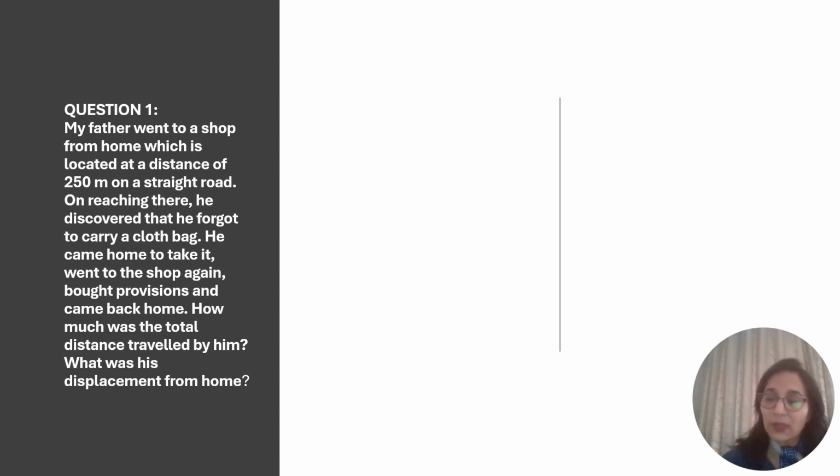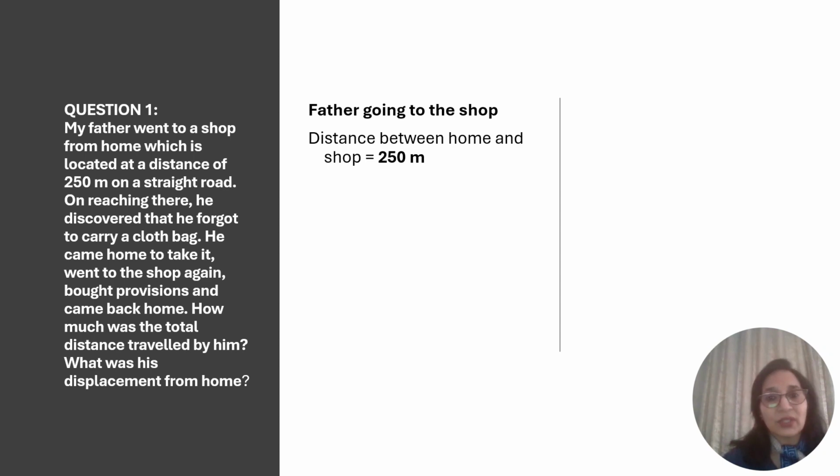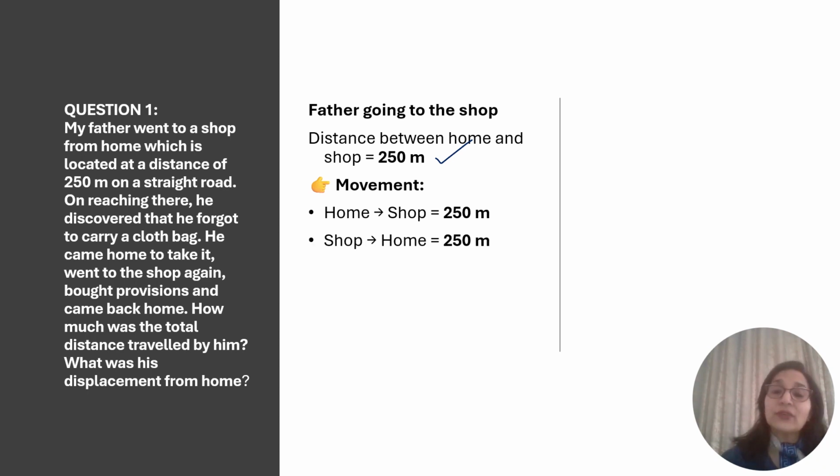Now, if you look at the question, students, you need to understand what exactly is happening in this. We need to jot down what is given according to the question. So first let us understand that father going to the shop. The distance between the home and the shop which is mentioned is 250 meters. Now let's see what is the movement happening. Home to the shop, it is 250 meters. Then from shop to the home, it is again 250 meters.